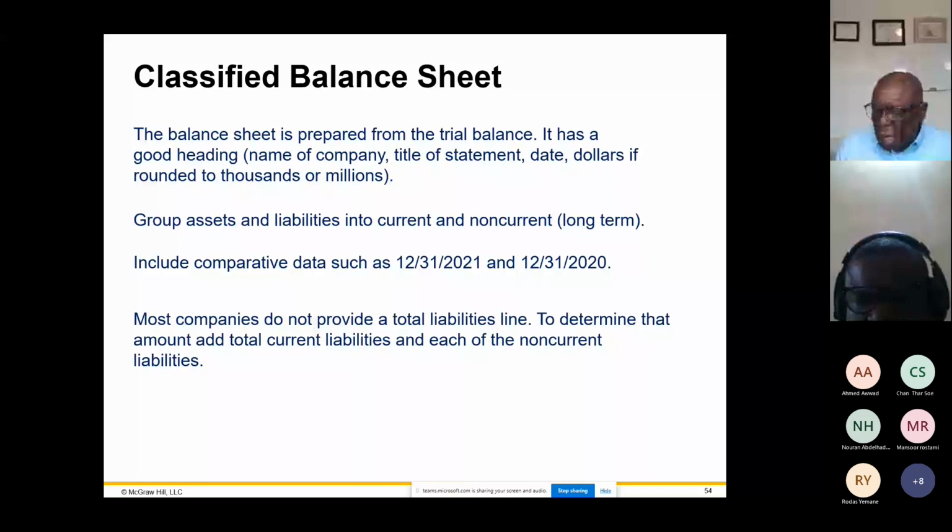In this case, for example, we are working on December 31st, 2021. We will also use it to compare with December 31st, 2020, because we want to know what is different and why it is different. That is what we call comparative data analysis. In most cases, we use what we call common size analysis, a comparative analysis of the balance sheet as at December 2021 and the balance sheet as at December 2020. Any questions?